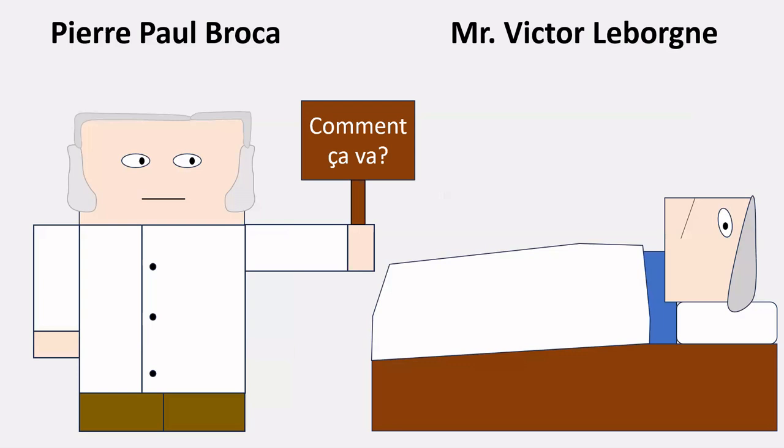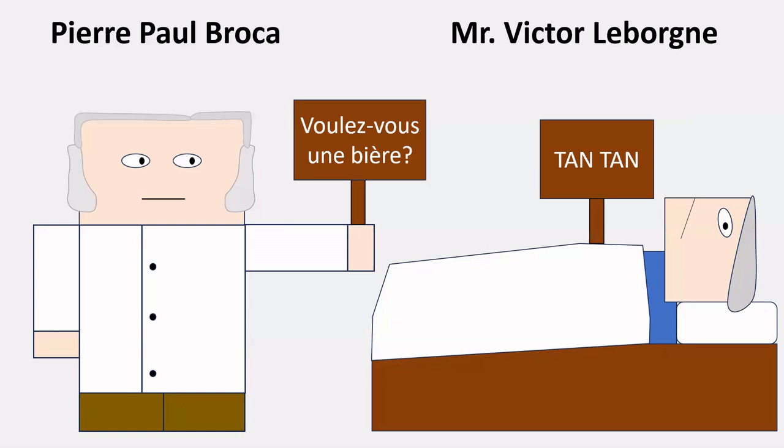And Mr. Victor Le Borgne had, as said, an impaired speech production, because he could only respond to whatever question was asked of him, like comment ça va, voulez-vous une bière, whatever, with one word, temps, temps, and his nickname in the hospital was Monsieur Temps. No idea what it means, but it was the only thing he could produce. Nevertheless, he was intelligent. So Pierre-Paul Broca evaluated the patient, and it was clear that the patient was of normal intelligence and could actually understand everything that was being said to him.